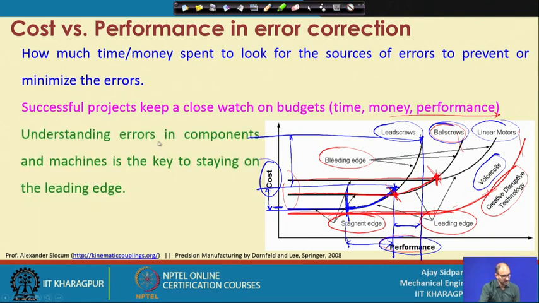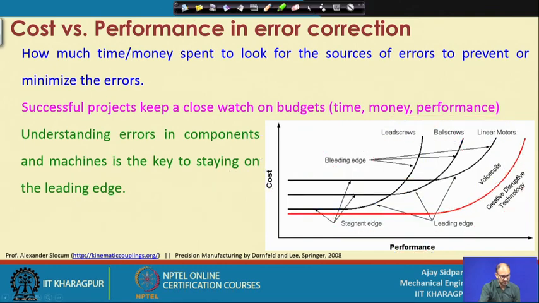So, what is that? Understanding error in the components and machine is the key to staying on the leading edge. So, our objective is to stay within that leading edge only. So, wherever the leading edge starts, as soon as you get a cost increase, you can think about one point where you can actually normalize the thing. Now you can see this particular thing is the leading edge of the lead screw, because here the performance is high compared to the cost you are spending in this particular case. Same thing, the leading edge is available for the other two equipments also.